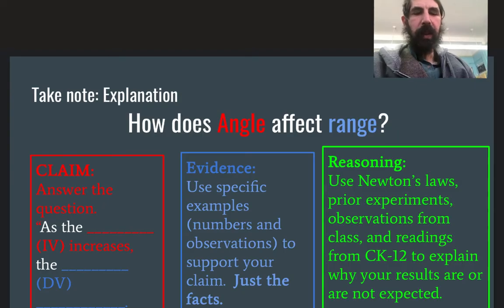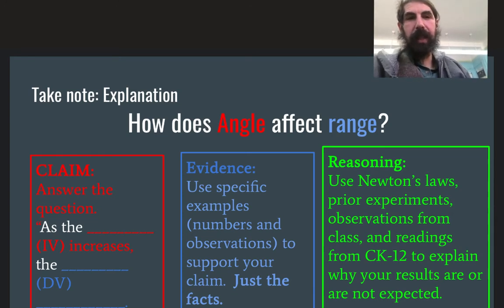More specifically, in your claim, you can use the same claim that you've been using throughout your lab report. In my case, I noticed that as angle increased to 45 degrees, range increased, and then after 45 degrees, range decreased. It's a claim that answers my question about angle and range. Your variables might be different, and so your claim might be different.